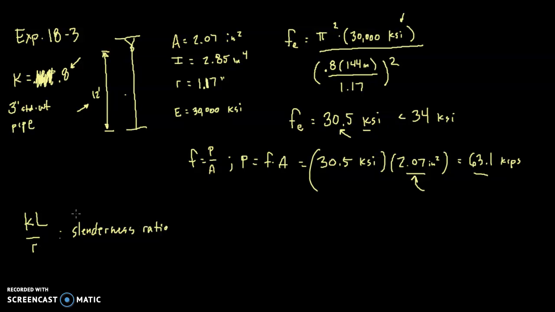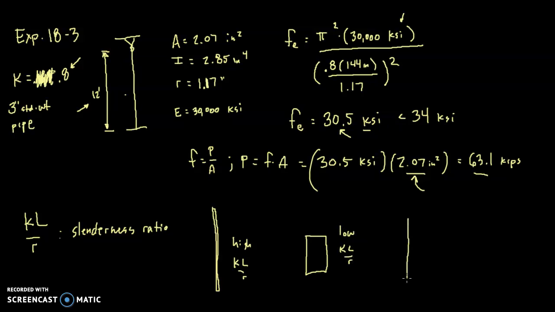If we have, for instance, a very long length and a relatively small radius of gyration, that means we're going to have a very tall, skinny, or slender column that is going to be prone to buckling. So this would be a high KL over R. But if KL over R is small, if we have a relatively short column with a big, fat radius of gyration, it would be shorter and more stout and less likely to buckle. So this is a low KL over R.